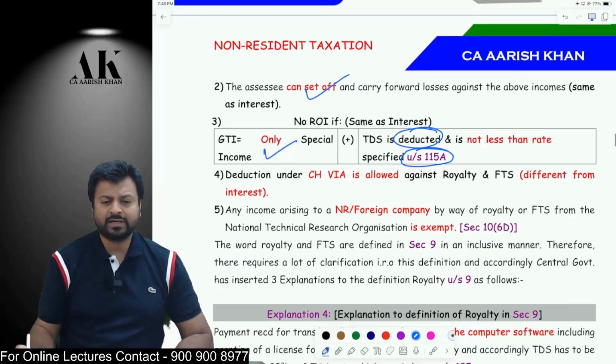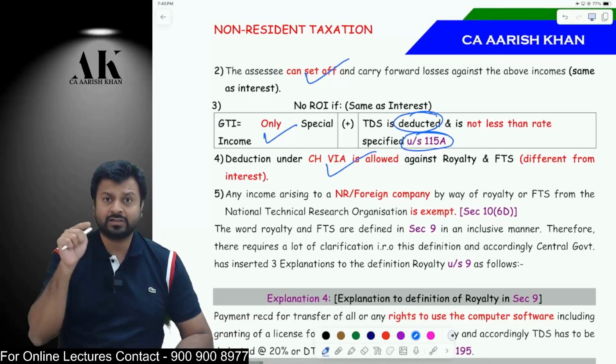Whether the Chapter 6A deductions will be allowed? Yes, Chapter 6A deductions are allowed over here. Against interest, it was not allowed. Against interest, only one Chapter 6A was allowed, that is 80LA. But here you can claim all Chapter 6A deductions. No worry about it. Okay.